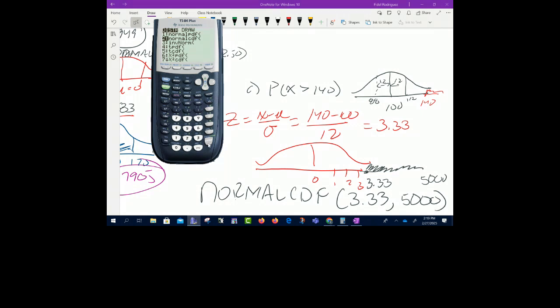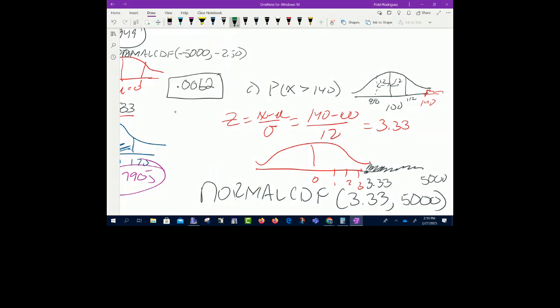But look, I'm going to go normal CDF, 3.33, comma, 5,000, right? Boom. It's going to be a really tiny number. Whoa, look at all that, y'all. Guys, let me give you a heads up. When you see something like this, let me write it out here for us.